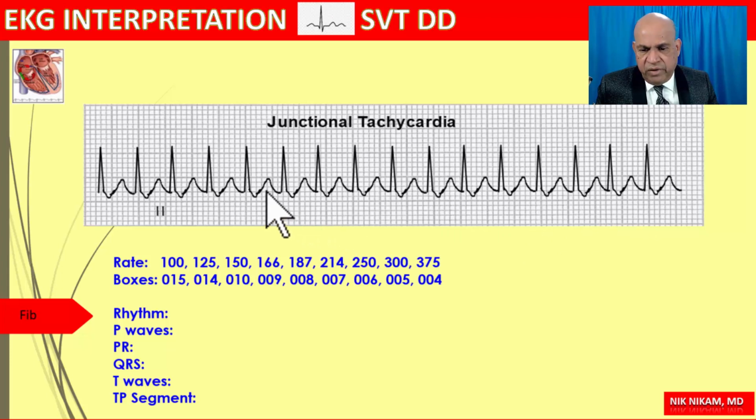We don't see any P waves because they could be buried in the T waves, but there is some distortion of the QRS complex here, and this may be retrograde P waves. So we are dealing with a supraventricular tachycardia at a rate of 214 per minute.